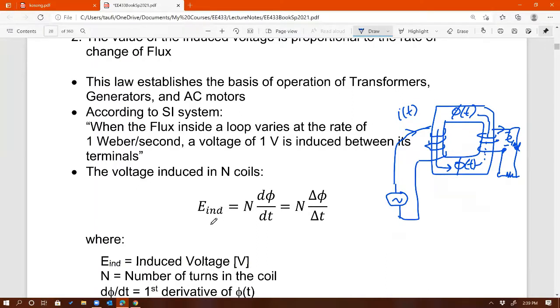The voltage induced across the open terminal should be N dΦ/dt. Note that this N is the number of turns on the second winding, not that one, but this one, times dΦ/dt, which is the rate of the flux flowing into this loop, into the coil.